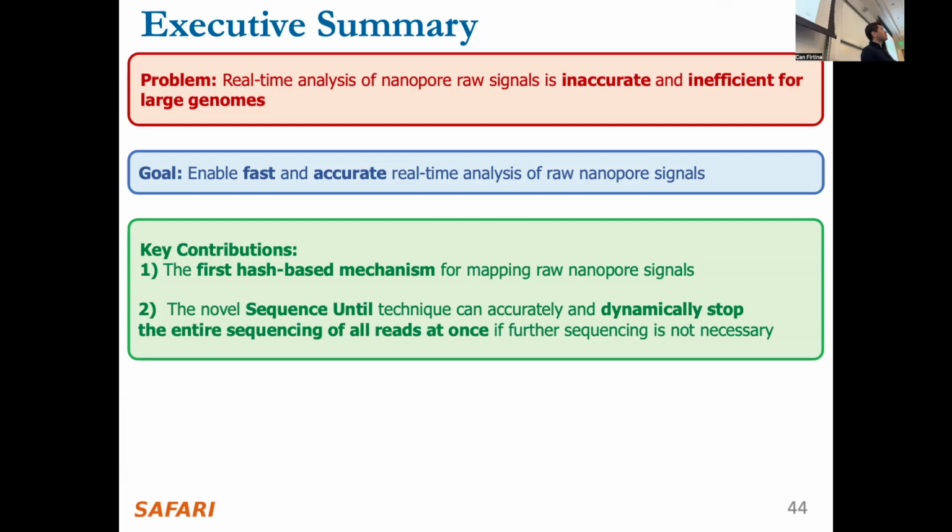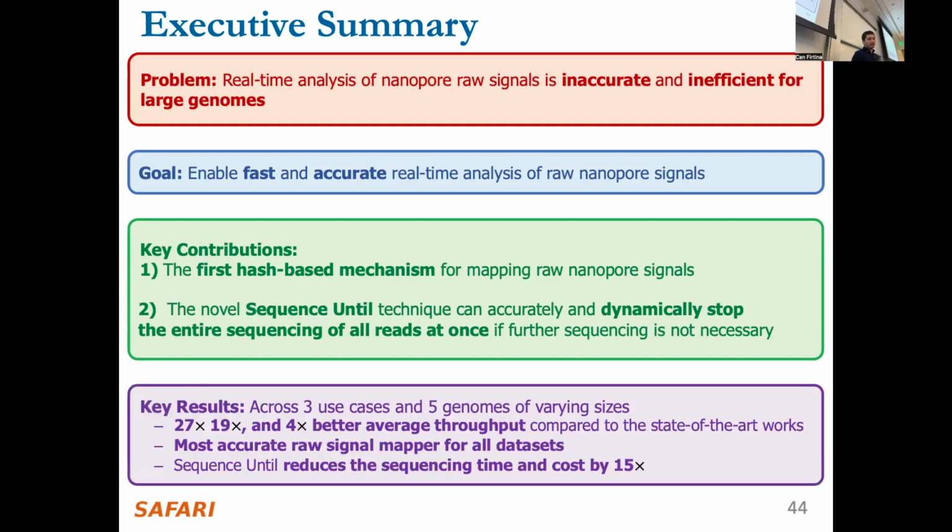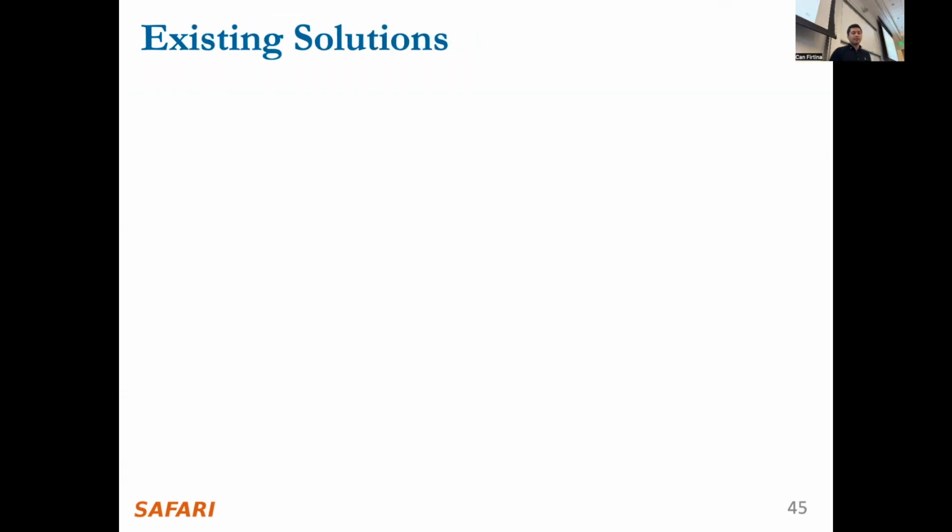We look at relative abundance estimation for that analysis, and I'm going to be talking about this more in the coming slides. Across 3 use cases and different data sets of varying sizes, including a human genome, we find that our work outperforms the existing state-of-the-art works by 27x, 19x, and 4x in terms of computational throughput. RowHash also provides the most accurate raw signal mapping for all data sets. And when we look at the benefits of the sequence central technique, we see that we can reduce the sequencing time and cost by 15x when this technique is enabled.